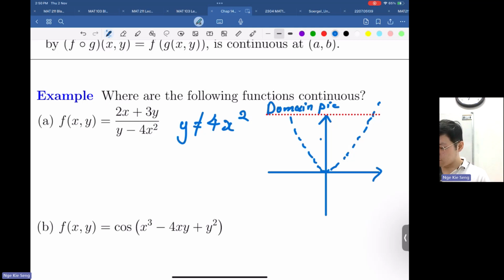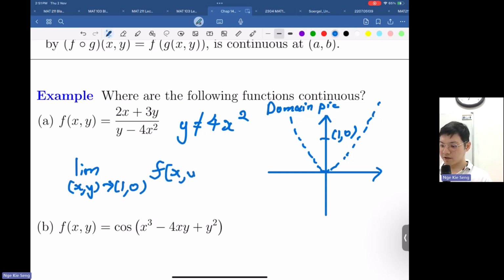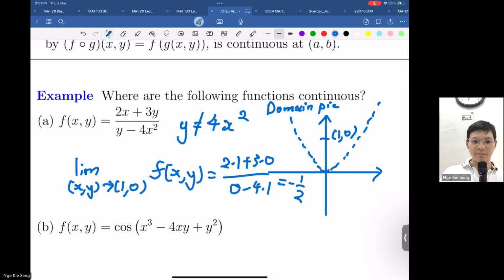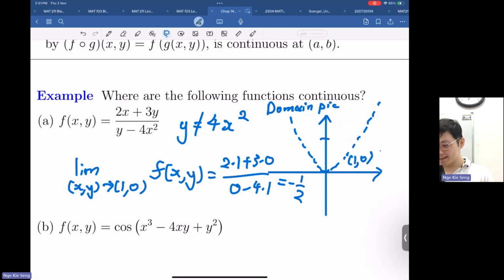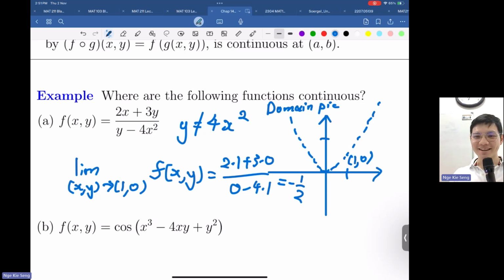So for example, how to find the limit as (x, y) goes to (1, 0)? You just substitute the value. So 2 times 1 plus 3 times 0 over 0 minus 4 times 1, and this will give you a number, which is minus 1/2. Since I picked the wrong point, let's move this (1, 0) down. Check this one, it's the same thing.